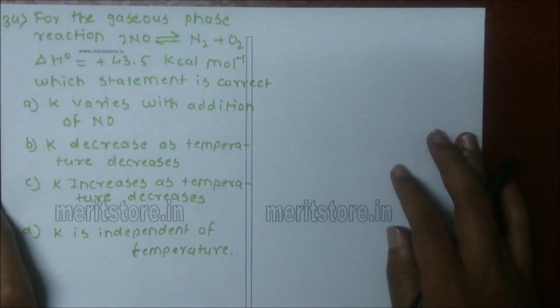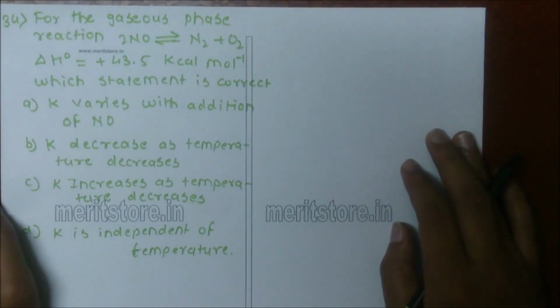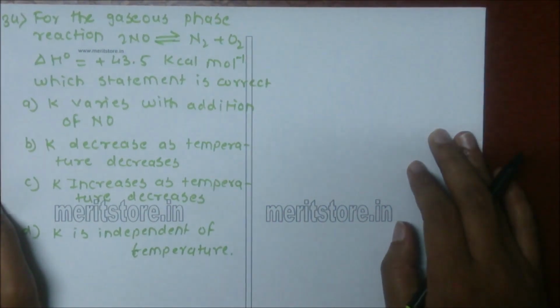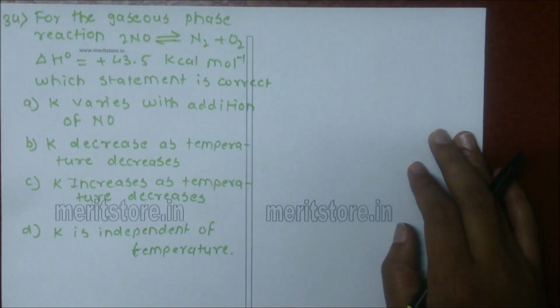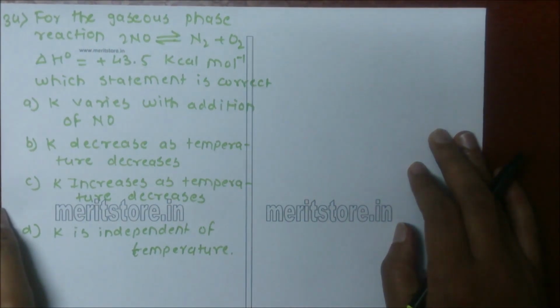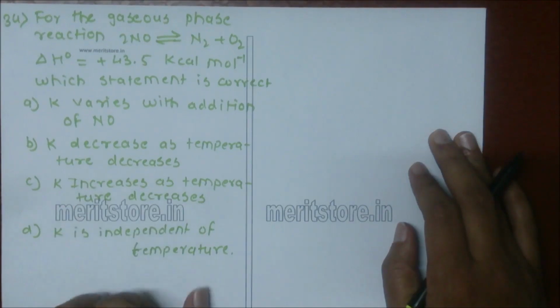For the gaseous phase reaction, 2NO giving N2 plus O2, delta H is equal to 43.5 kilocalorie per mole. Which statement is correct? A. K varies with addition of NO. B. K decreases as temperature decreases. C. K increases as temperature decreases. D. K is independent of temperature.